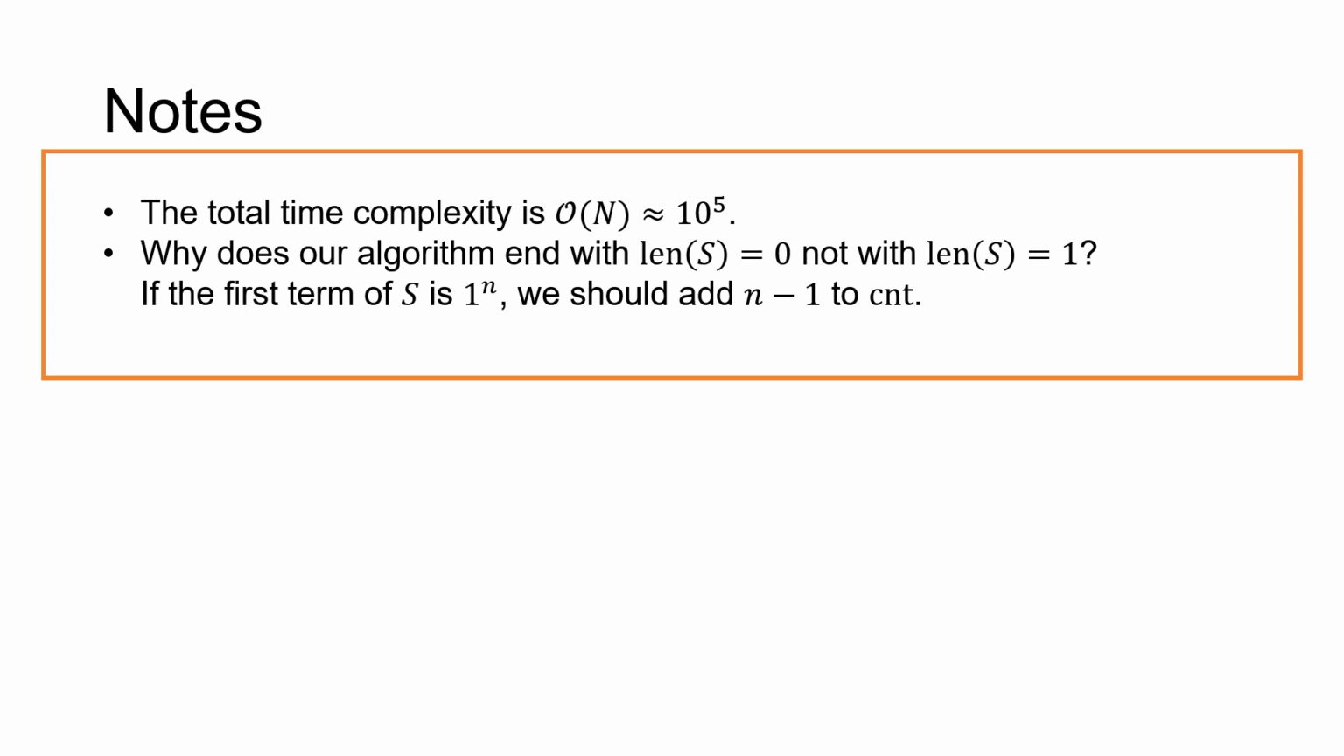Secondly, let's discuss why we don't terminate the algorithm when the length becomes 1. Consider another scenario where the string begins with some ones. In such a case, our algorithm would halt, leaving 1 to the nth, even though n-1 operations are still remaining. To avoid this ambiguity, we continue until the length is 0. With that, I've completed the explanation.